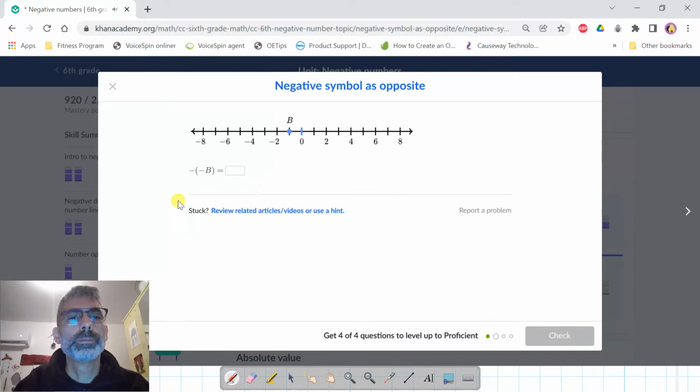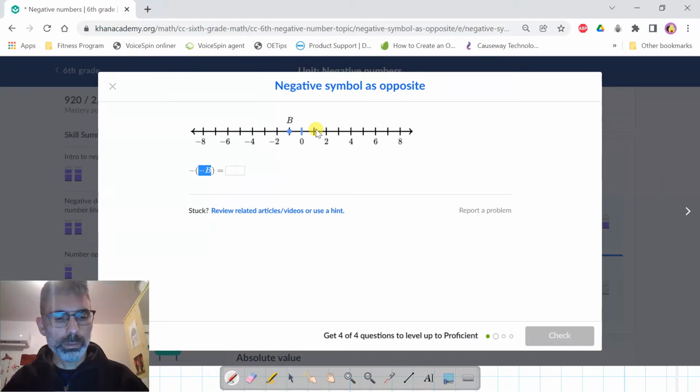Okay, so the opposite of negative B. Okay, this is B. So the opposite of B, without any negative sign, is to the left of the 0. So the opposite of B is 1 tick mark to the right of the 0.